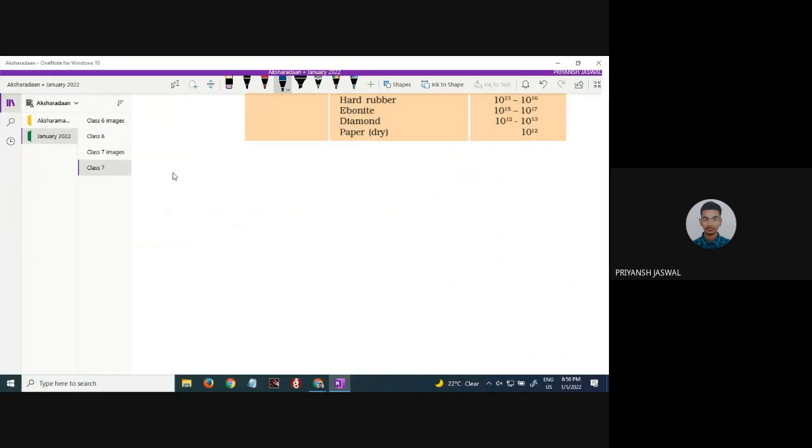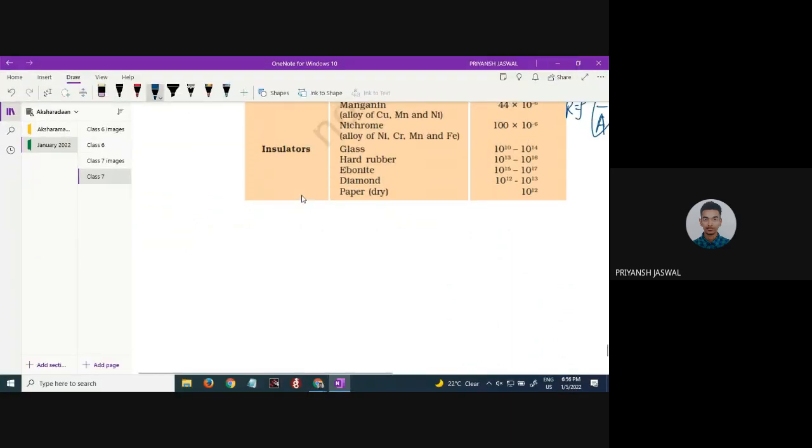So we have some time left. Let's continue with the next topic. That is resistors combination. Let me write it the other way around. Combination of resistors.